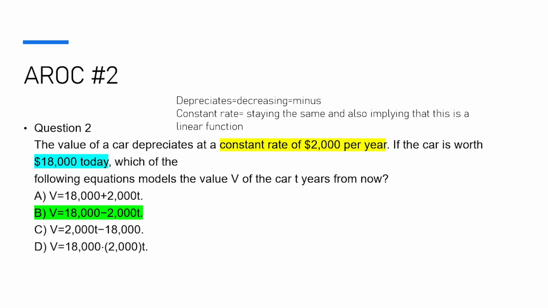And with that you can just plug in, since 18,000 is not going to change, it's going to be the base value. It's going to be 18,000 minus 2,000t. And some might say, what about c? Well, c is also right. It's just the way it's set up. If the 2,000 was in front, it's going to be negative dollars, and you can't have that. So b is the right answer.